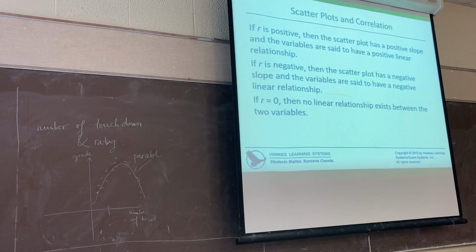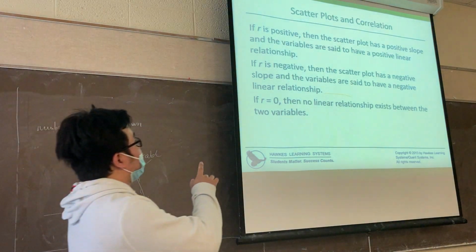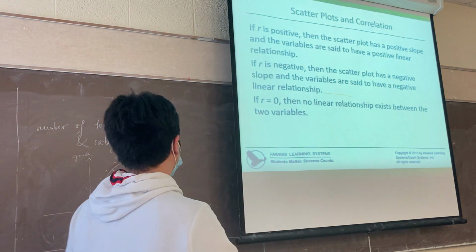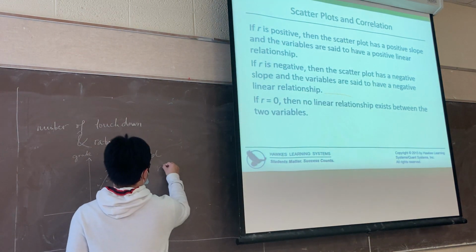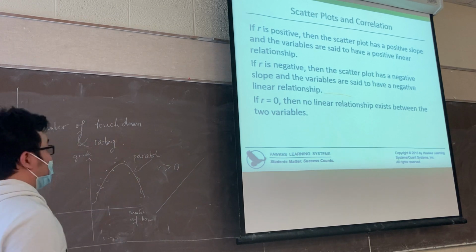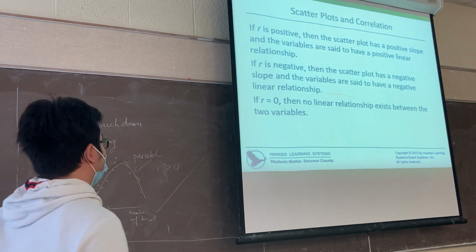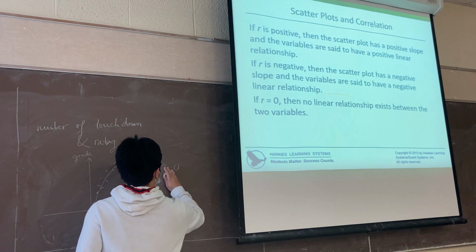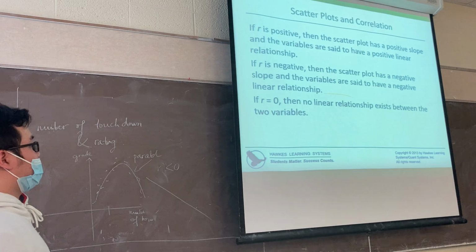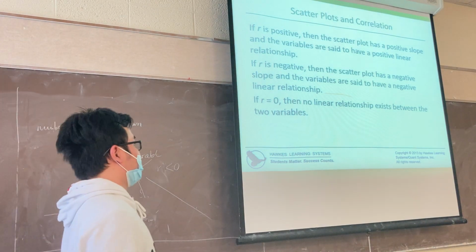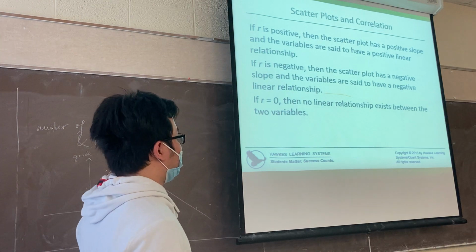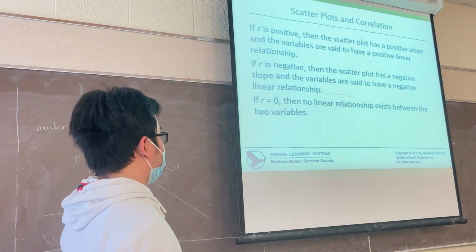So what does it mean? If R is positive, then the scatter plot has a positive slope. If R is greater than 0, we have a positive linear relationship. If R is less than 0, we have a negative linear relationship. And if R is 0 or close to 0, then there is no linear relationship between them.